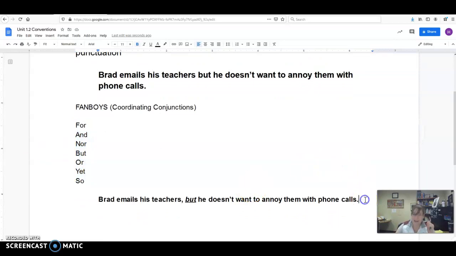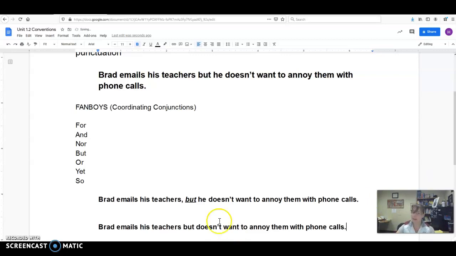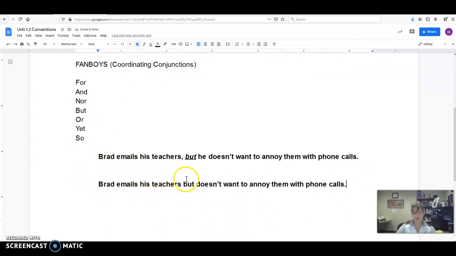However, this also tends to trip students up because we say, oh, well, if I have a coordinating conjunction, I'm just going to put a comma before all of them, and that's going to fix the problem. That doesn't actually fix the problem, because sometimes the sentence looks like this. Okay, Brad emails his teachers but doesn't want to annoy them with phone calls. Now, we learned this is a coordinating conjunction, right? So we're going to put a comma right here.